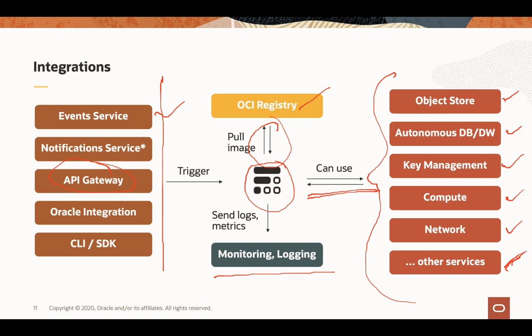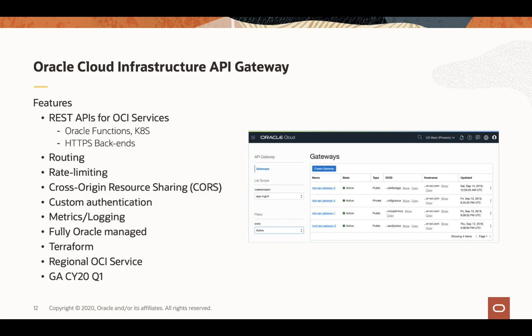Okay, so let's look at the API gateway and how you expose your Oracle function using it. API gateway is a REST API for OCI services. It allows Oracle functions and Kubernetes services to be exposed by the API gateway. It can also use HTTPS backends as well. Okay. It has routing, rate limiting, CORS, custom authentication, metrics. It's fully Oracle managed, and we have the Terraform code for that as well. It's a regional OCI service, and GA has already been done. Okay, so we have this API gateway, which we are going to use to expose a function deployed on top of a private regional subnet.